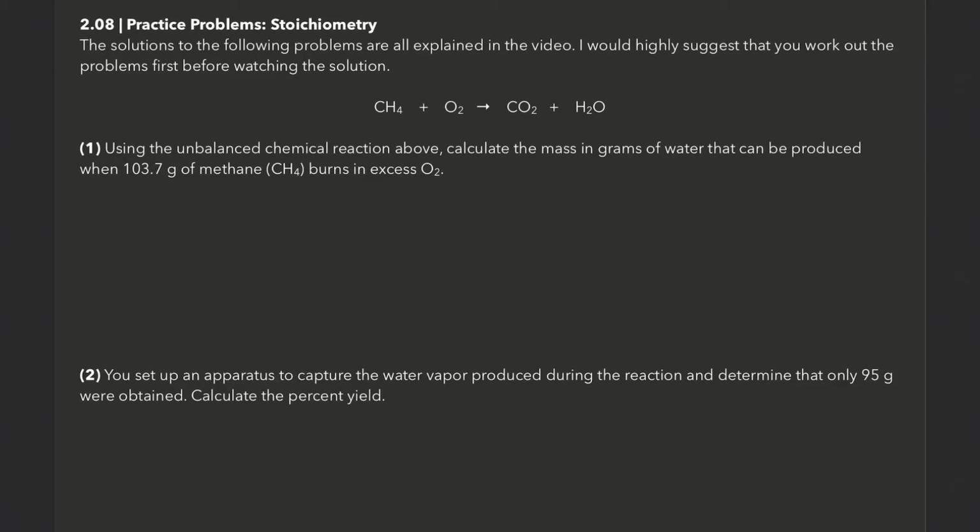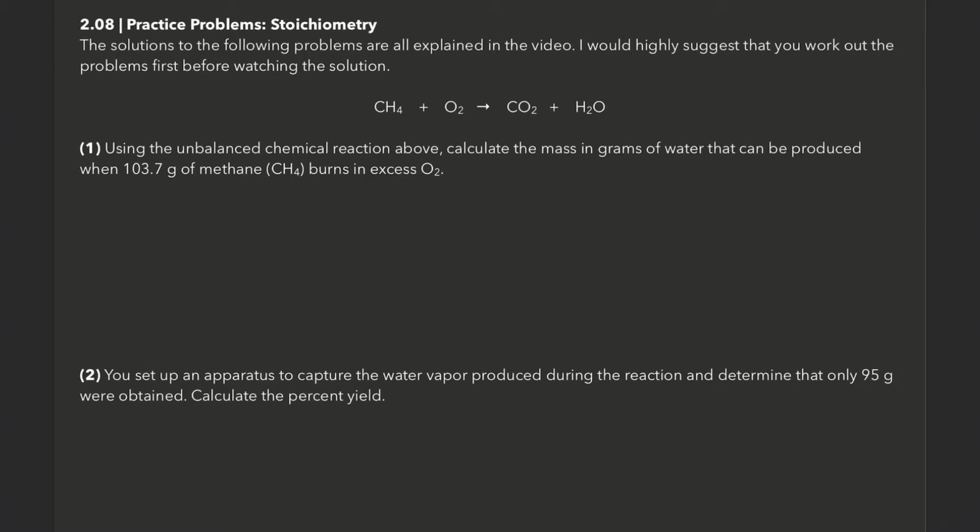Now, the first problem we're going to work through is going to illustrate what this next step is in learning about actual versus theoretical. But I want to do a little bit of a review problem to work through it together to show you how to do it. So we can see this first problem here. It says, using the unbalanced chemical reaction above, calculate the mass in grams of water that can be produced when 103.7 grams of methane burns in excess oxygen.